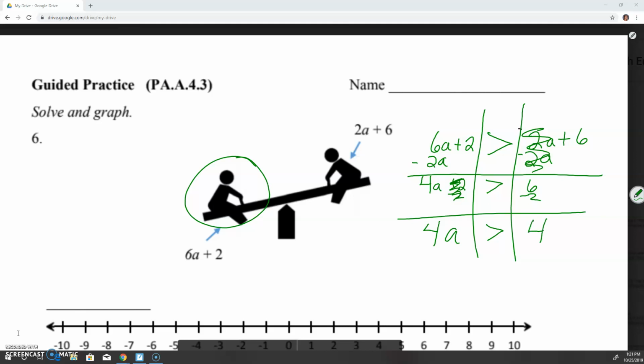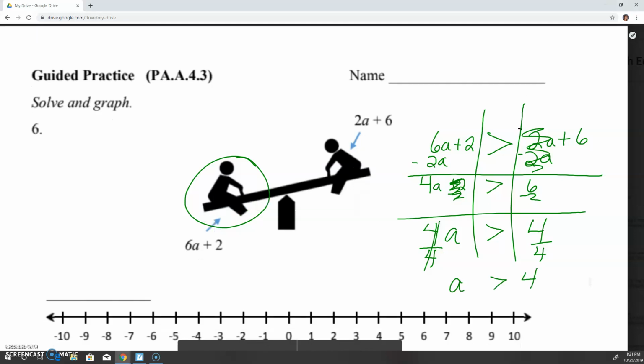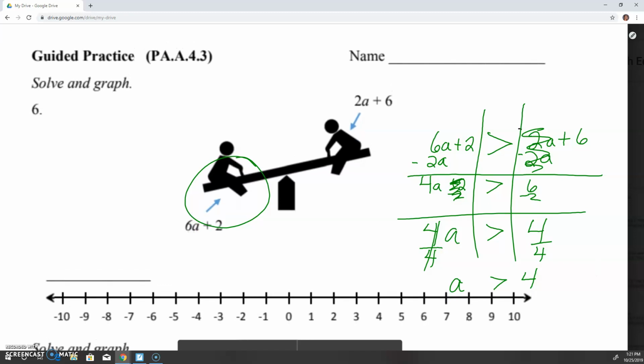How do I solve for a? Break them apart, you divide. So a, your sign, 4 divided by 4 is 1. If you graphed it, you would circle 1. Which way would it go?